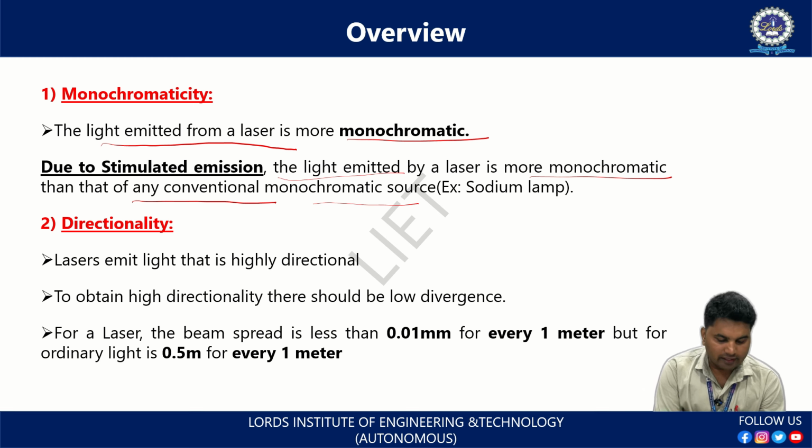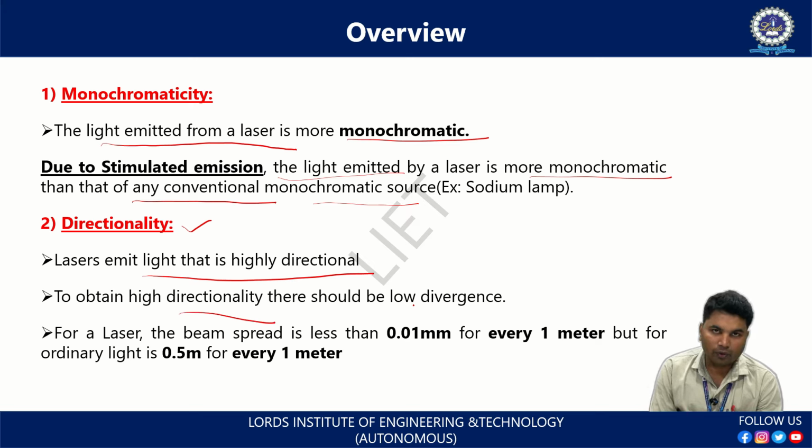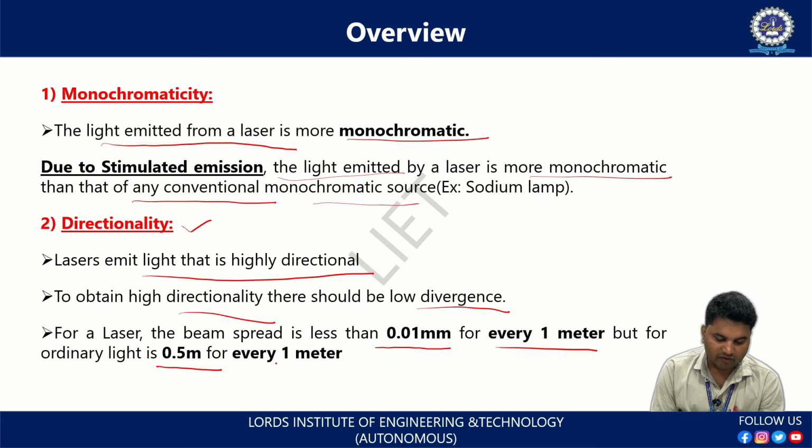Let's go ahead with the directionality. So here, we are saying laser emits light that is highly directional. In order to obtain high directionality, there should be low divergence. Low divergence is nothing but having a narrow beam of light. So for a laser, the beam spread is less than 0.01 millimeter for every 1 meter. But for ordinary light, it is 0.5 meter for every 1 meter.